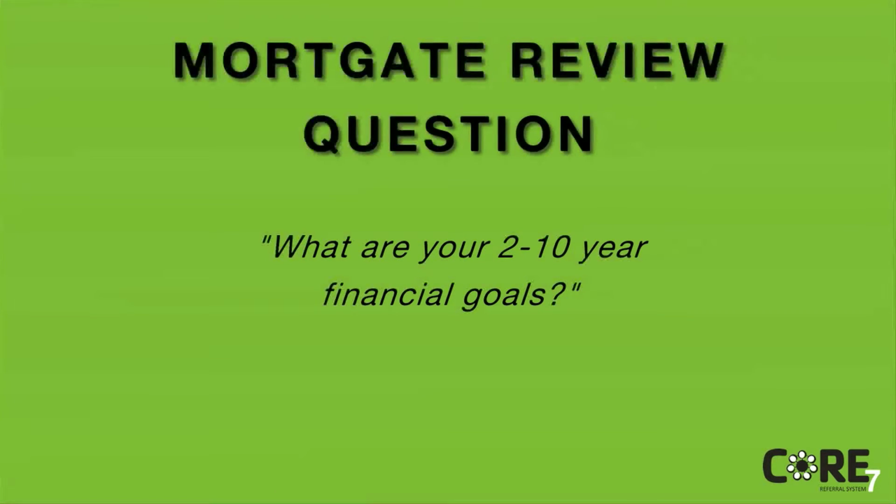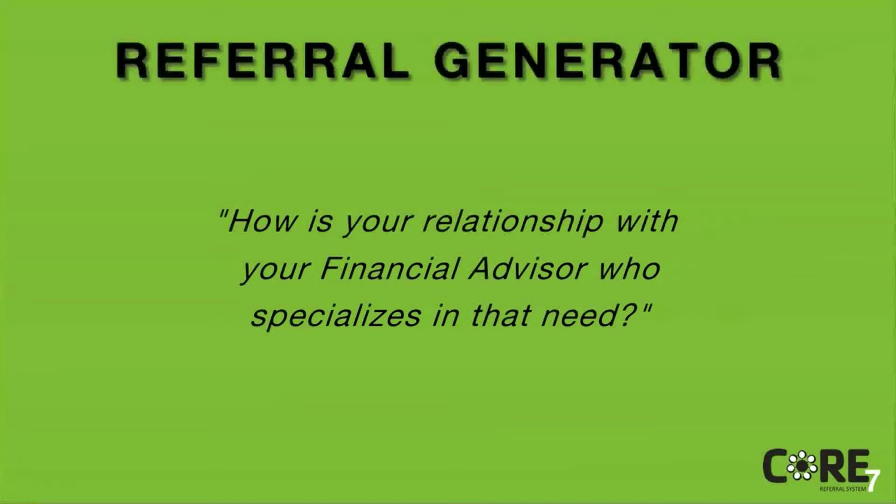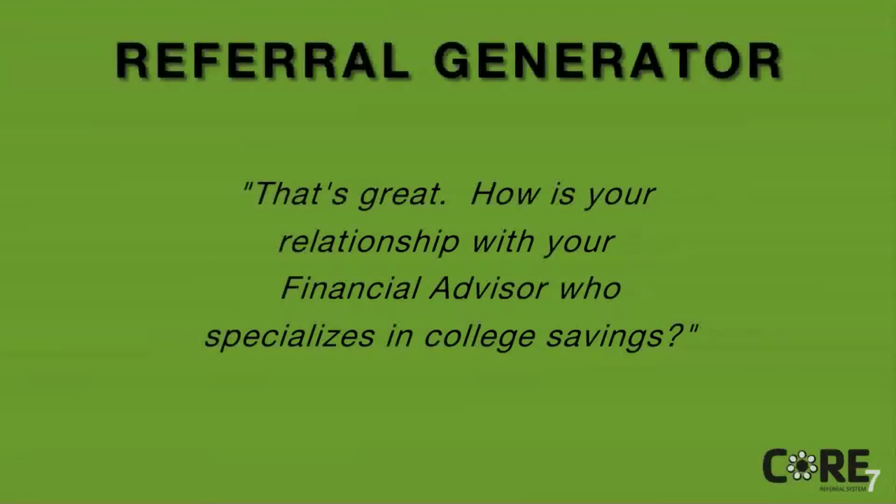Every Core 7 mortgage originator should ask, how is your relationship with your financial advisor who specializes in that need? Let me give you an example. Let's say they want to save for college. You ask the question, what are your 2 to 10 year financial goals? And the client says, we'd really like to save for college for our children. Say, that's great. How's your relationship with your financial advisor who specializes in college savings? That could lead to a lot of opportunities like protecting your family, building up cash reserves.